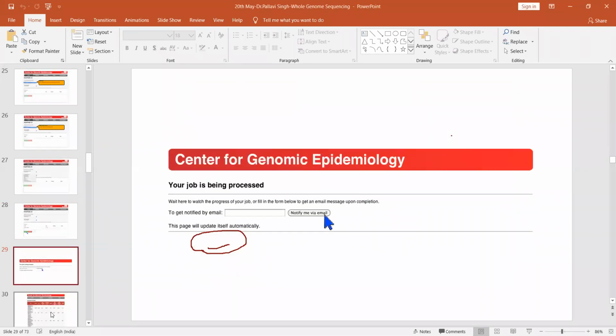Now, once I have uploaded, it will give me two options. Either I can wait on the web server page or I can put my email here to notify me of the results via email. Now see, the results have come.